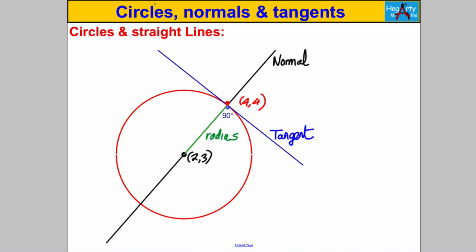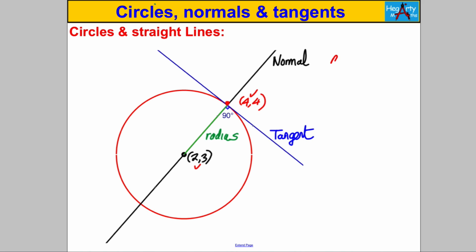So let me give you an example of a style of question we're going to be answering in a second. Suppose you knew the center of the circle and it was at (2, 3). And suppose you knew a point on the edge of the circle, (4, 4). You didn't know the length of the radius, but somebody asked you to work out the equation of the normal line. How might you do that? It's a straight line. How would you do that? Or what information would you need?